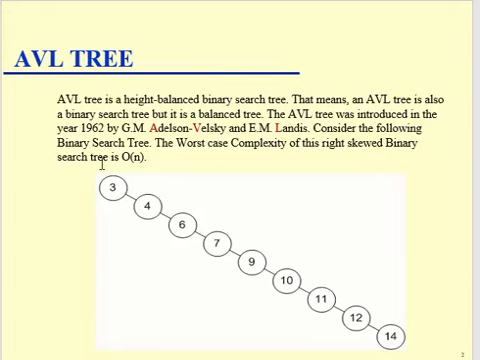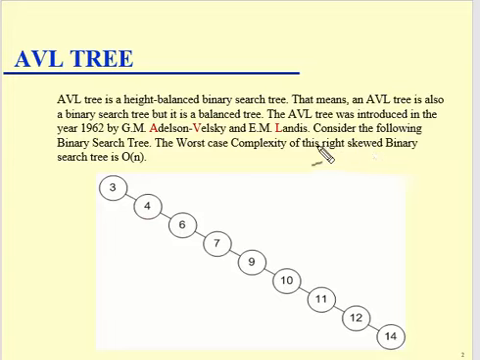Because first of all, you are making a node 3. Next, you are inserting 4. 4 is greater than 3, so it would come to this side. Next is 6. 6 is greater than 3, then greater than 4. It is coming to this side. So that is called the right skewed binary search tree.